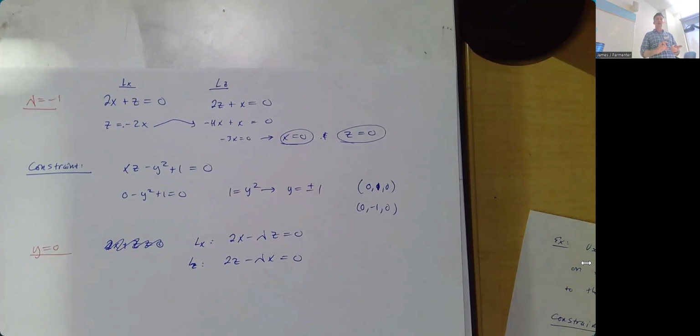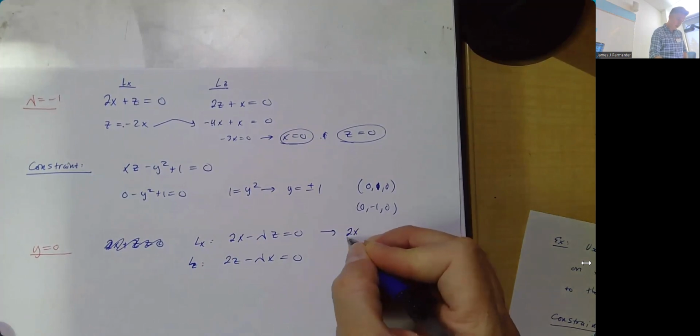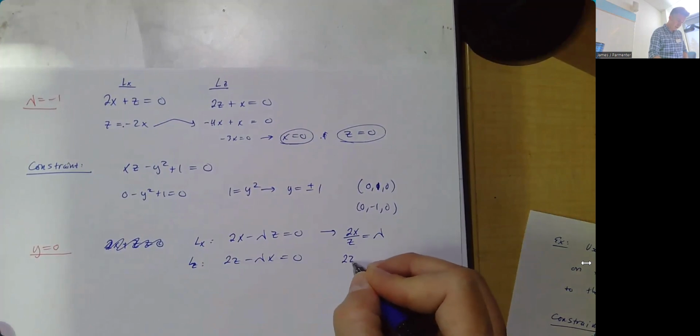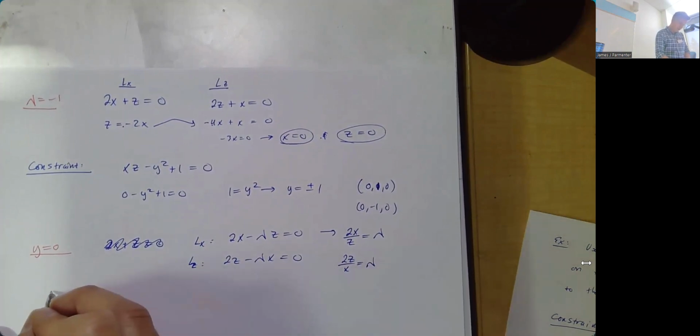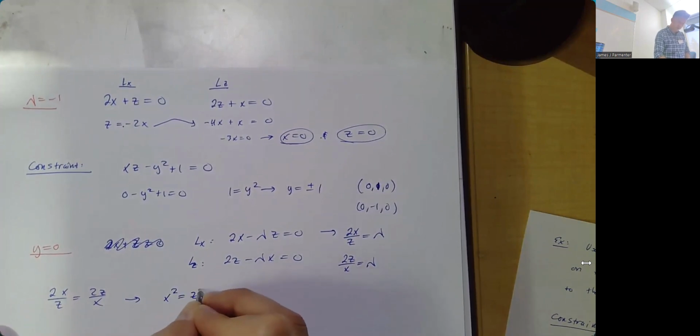So now I'm going to solve for lambda to get the things equal to each other. So I'm going to get 2x divided by z equal to lambda. And here I'm going to get 2z divided by x equal to lambda. So those equal to each other, I get 2x over z equal to 2z over x, doing some cross multiplication and canceling the 2's. I'm getting x squared equal to z squared.